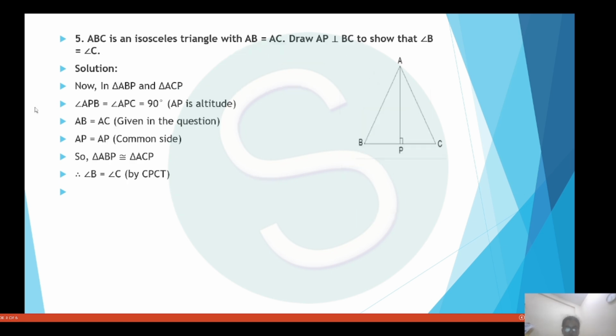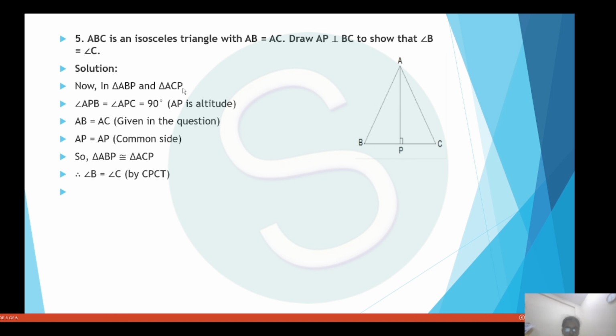Now we will proceed to question 5, which says ABC is an isosceles triangle with AB equals to AC. Draw AP perpendicular to BC to show that angle B equals to C. हमें given ये है कि triangle ABC is an isosceles triangle with AB equals to AC, and then given AP is perpendicular to BC. We have to show angle B equals to angle C. Again we will take two triangles APB and APC.